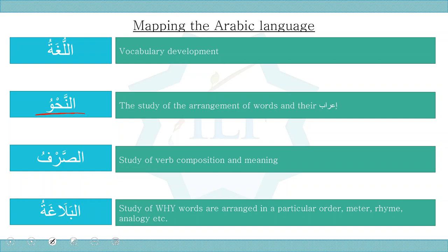Also, an-nahw goes hand in hand with this science right here, the study of i'rab. I'rab basically is the grammatical state of each word. What the i'rab does is identify the function of the word in the sentence. And that function, or that grammatical state, is presented externally, displayed with the ending of the word. So we may ask ourselves, why can we have a word that says al-kitabu, or al-kitaba, and al-kitabi?